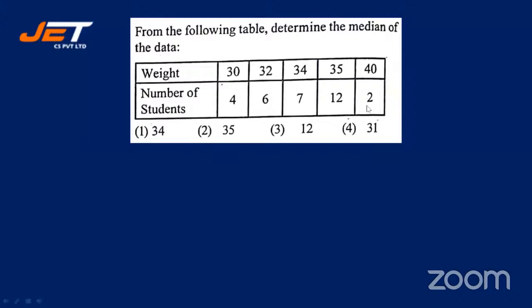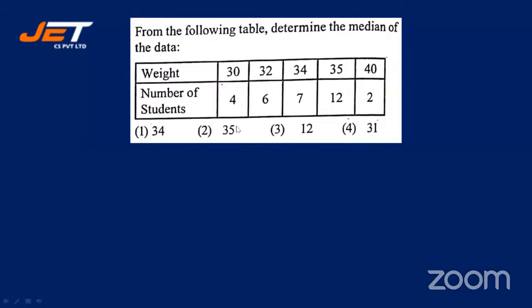From the following table, determine the median of the data. All right. So you need to find out the median, whereby the weight is given, the number of students is given. So you need to find out the median, and 4 options are given. So as I have told you, if it is not in weights and number of students, if it is just numbers, then you can arrange it in the ascending or descending order.